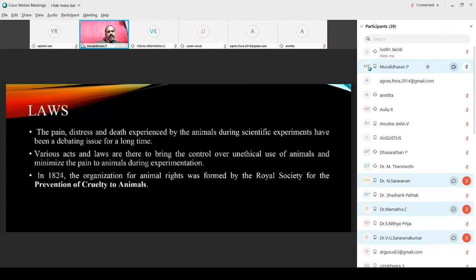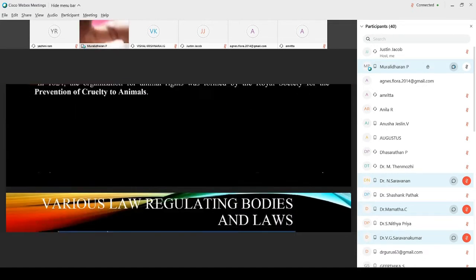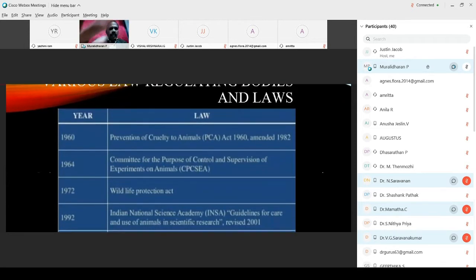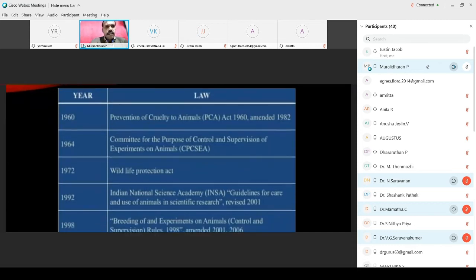And in 1824, that was the year the first law was used, and the Organization for Animals' Rights was formed by the Royal Society for the Prevention of Cruelty to Animals. And these are the various laws which were implemented in India. That is in the year 1960.